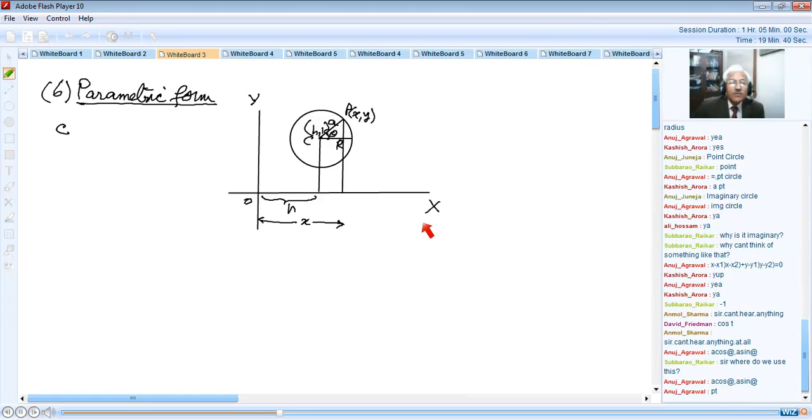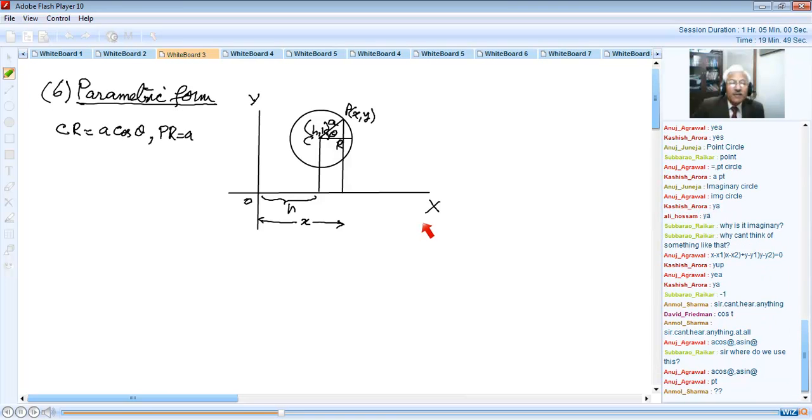Can you tell me what CR is equal to? CR is equal to a cos theta and PR is equal to a sin theta in that right angle triangle. That's right, absolutely right. So what will x be equal to? x will be equal to h plus CR.